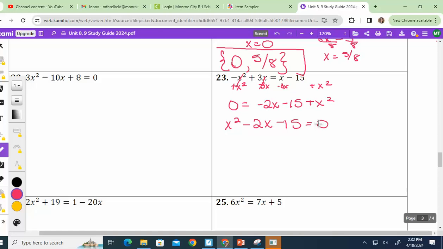Now we have to factor that. Do we have a greatest common factor? No, that's the first thing we check. There isn't one. Then we look, if it's 2 terms, we check if we can do difference of squares. 3 terms, we check to see if we can do our shortcut. So x squared would just break into x. And you're looking for 2 things that multiply to a negative 15 and add to a negative 2.